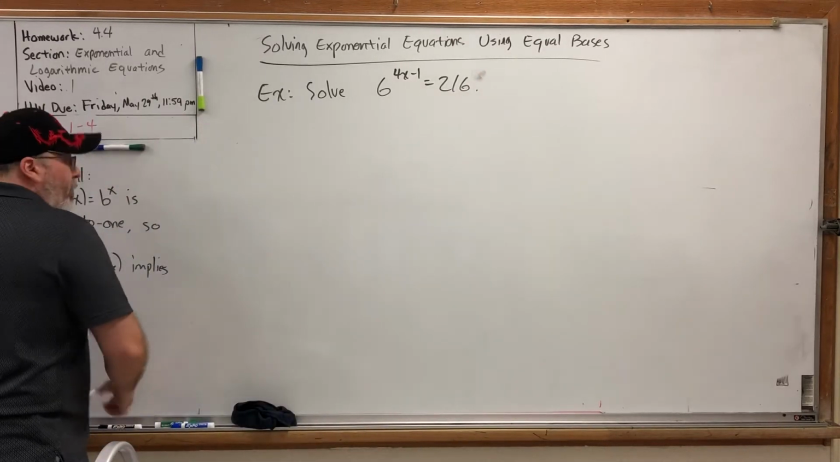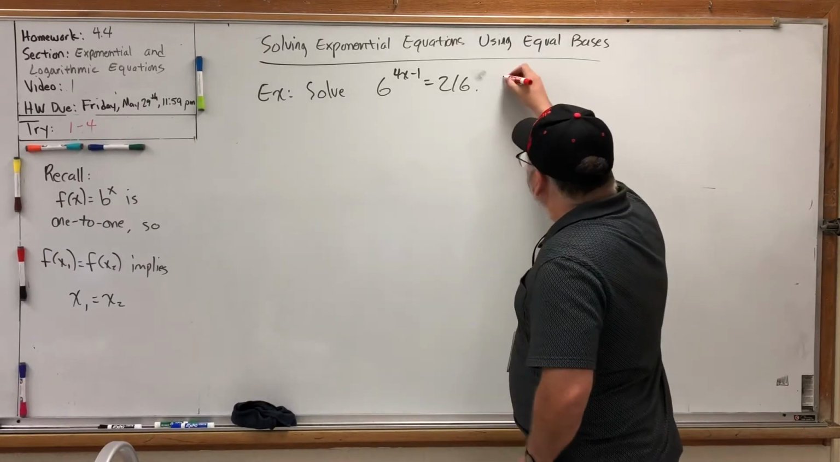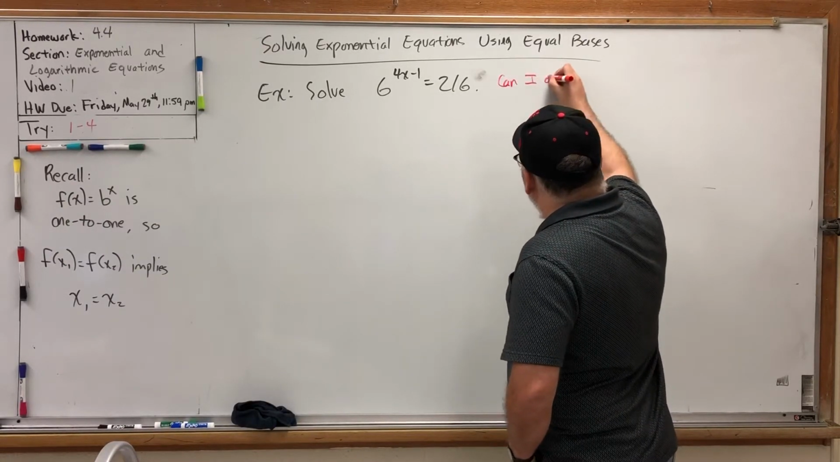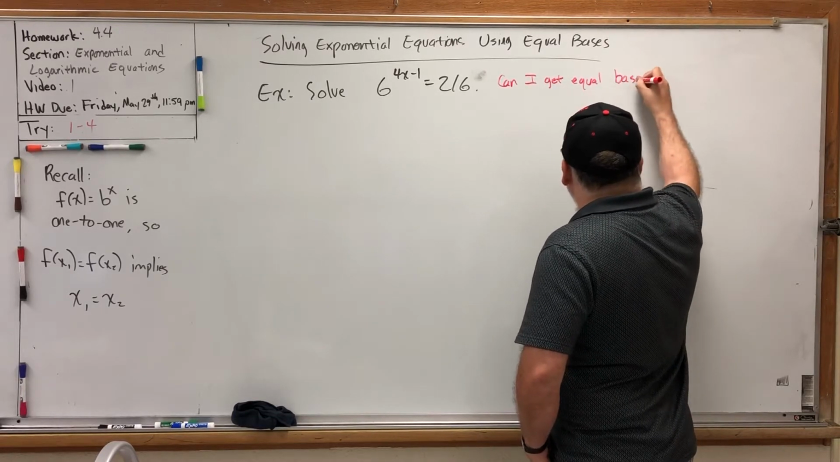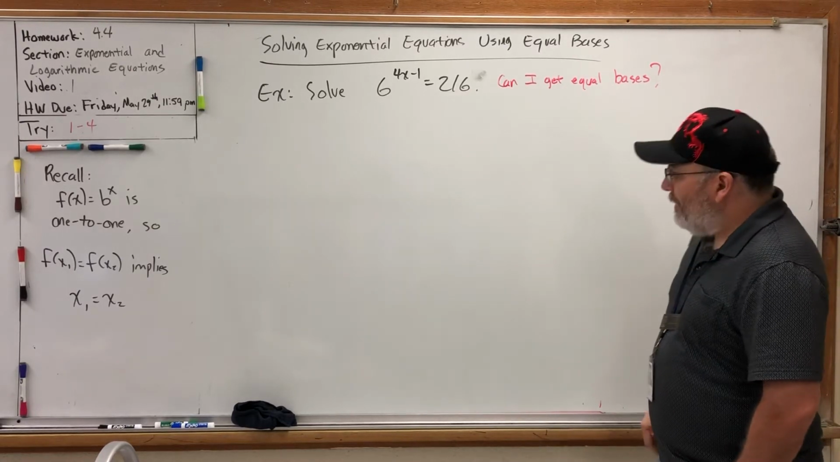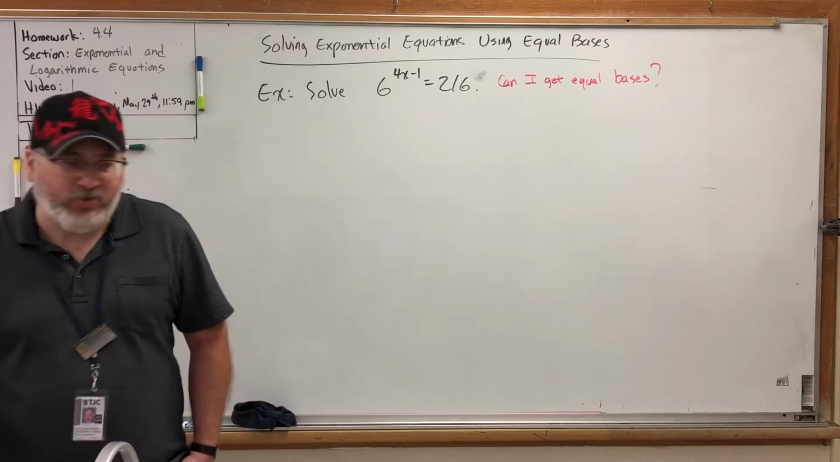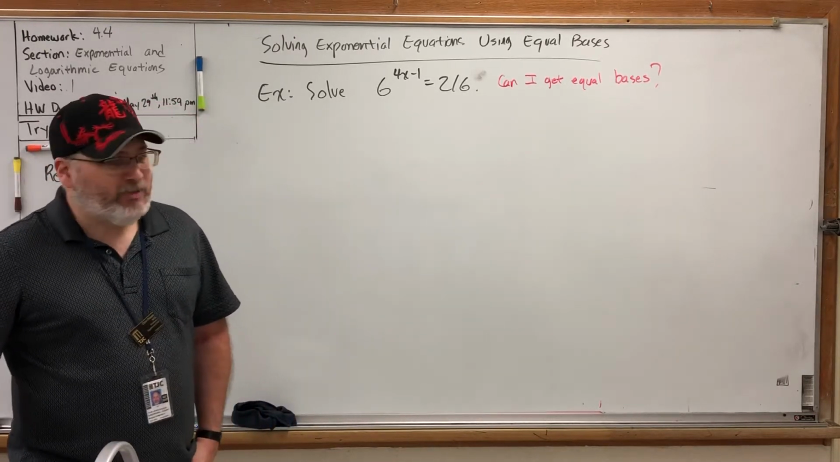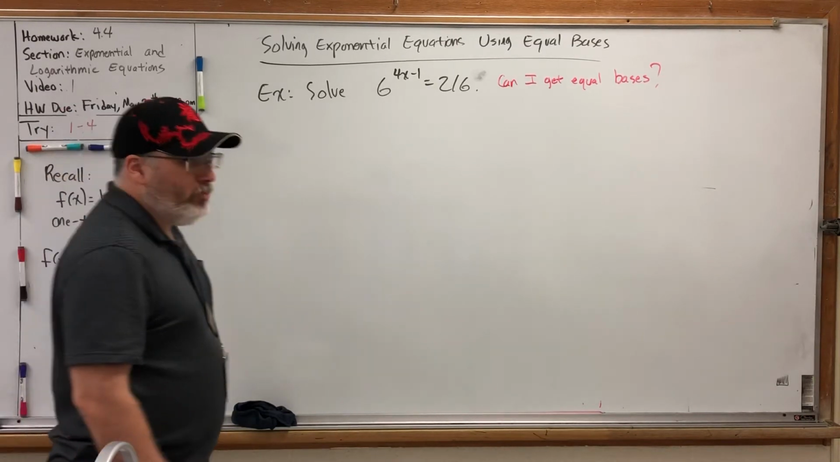But when you're solving an exponential equation, you should ask yourself, can I get equal bases? Which usually means rewriting one or both bases as a power of a new number. Now, I can't write 6 as the power of a smaller number. I can write it as 2 times 3, but that's not the power of a smaller number. So since I can't rewrite the 6, maybe I can rewrite the 216.